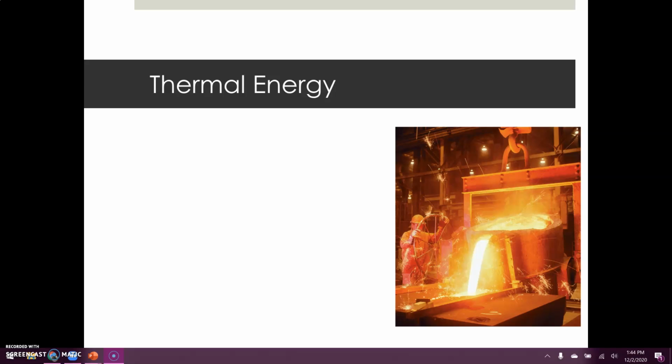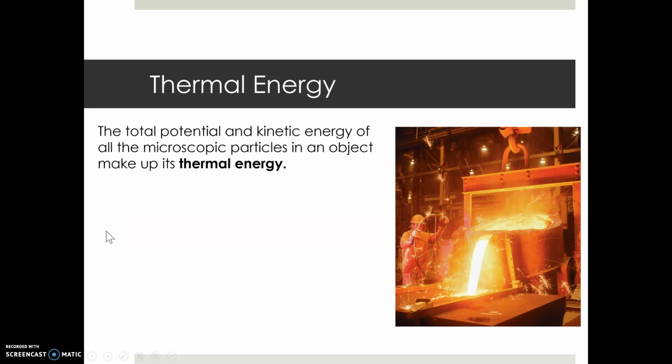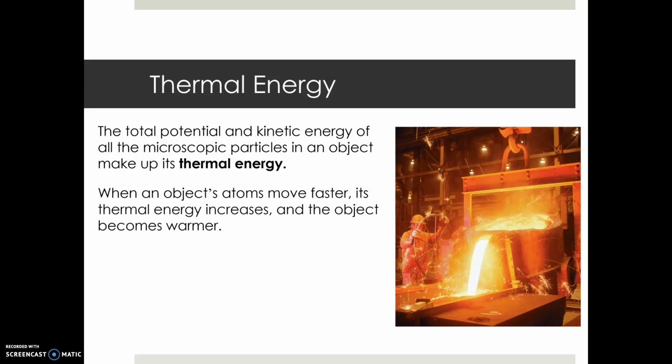So the first one we're going to look at here is thermal energy. So thermal energy has to do with both potential and kinetic energy. So it's the total potential and kinetic energy of all of the microscopic particles that make up an object. So this is a result of the movement of those particles. Atoms would be what those particles are, okay? When they move faster, its thermal energy increases and the object becomes warmer.